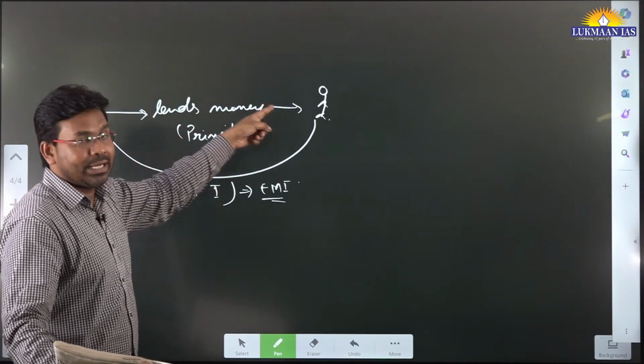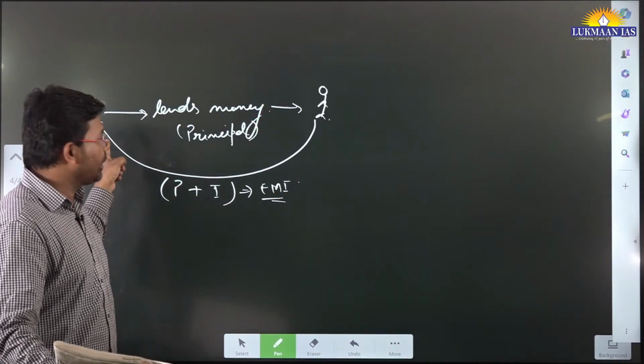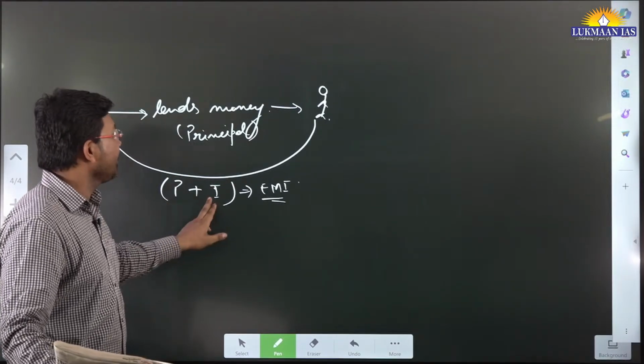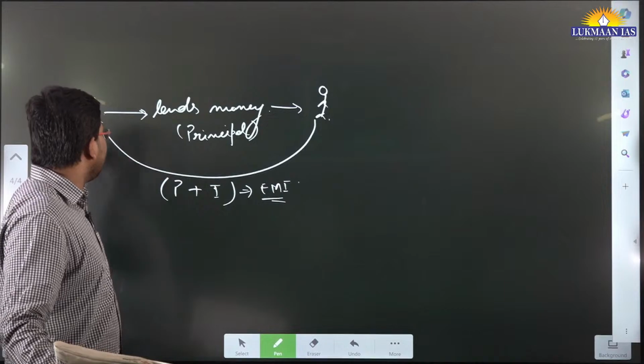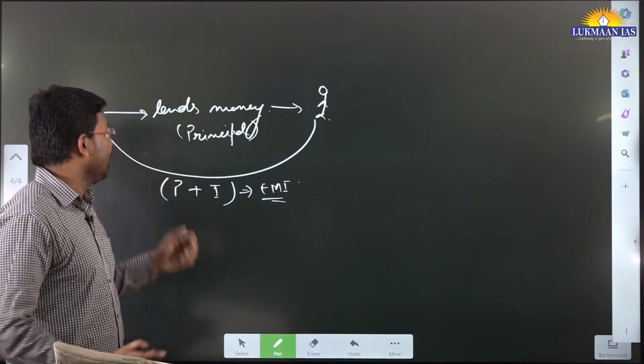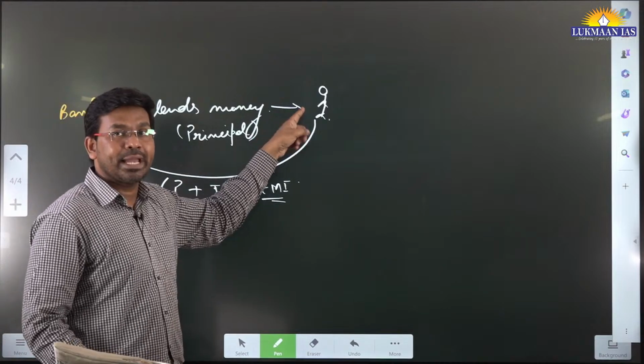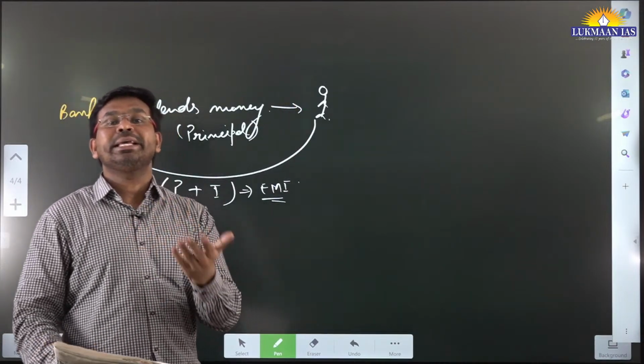So they are lending money, and that money is generating profit for the bank, right? The bank is getting the repayment of the principal, and it is getting interest also, and that helps the bank to prosper, to flourish. However, what happens if there is a customer who has taken a loan from the bank and that customer is not repaying the money to the bank?